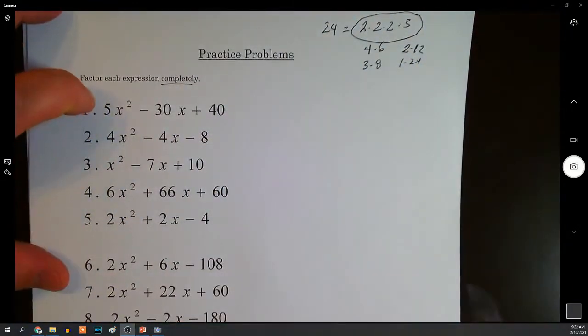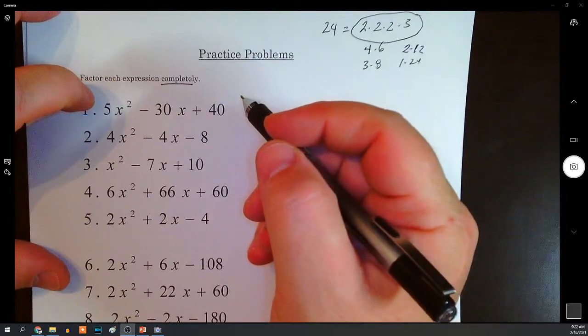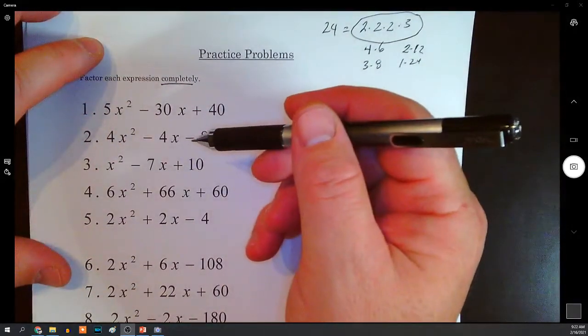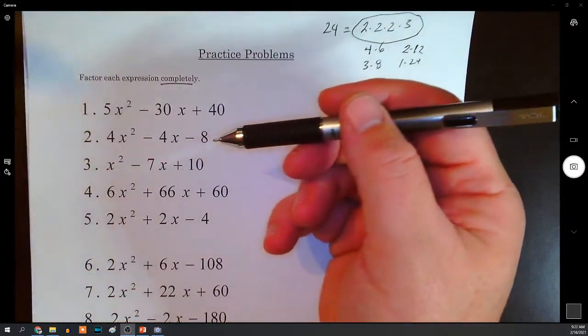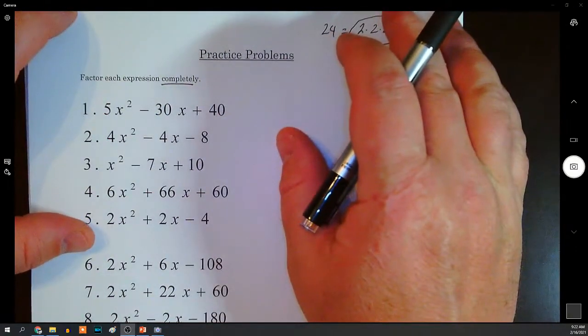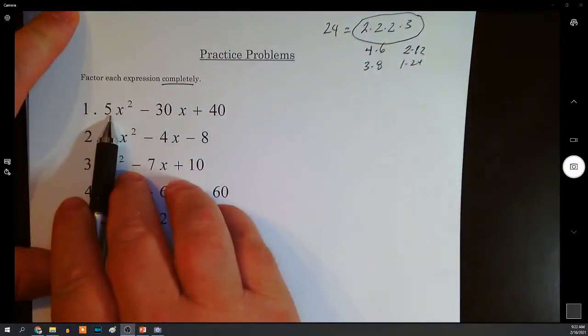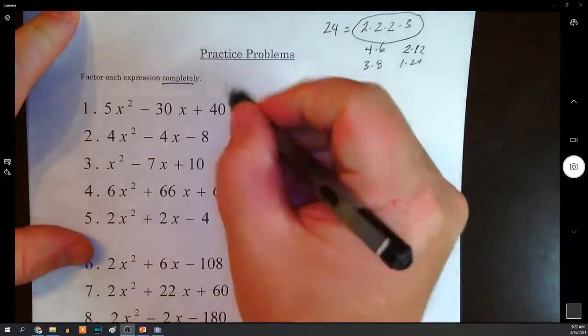So factoring completely only has one correct answer. The order can be different, but when you're factoring, you can have lots of different answers because you might not be factoring completely. So factoring completely means that you have broken it all of the way down. All right, so let's see here. What we're doing in this is we've got 2 steps for factoring.